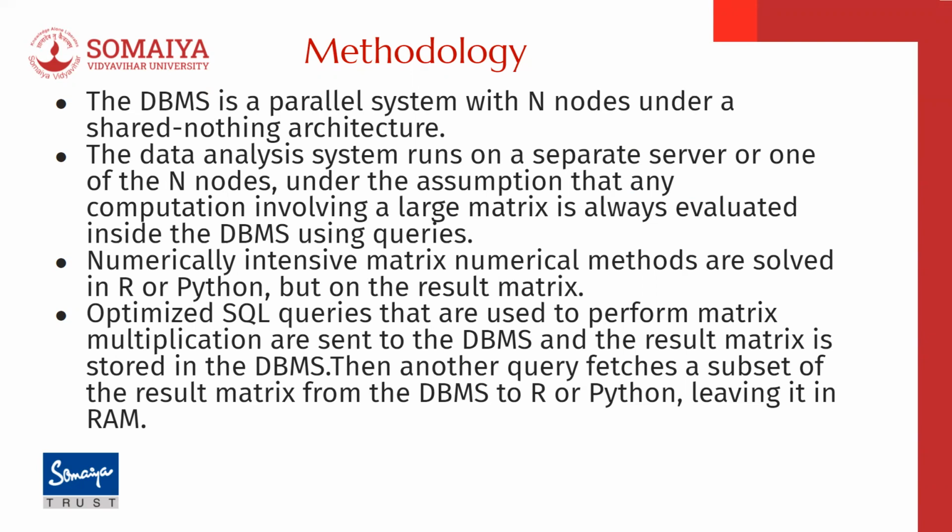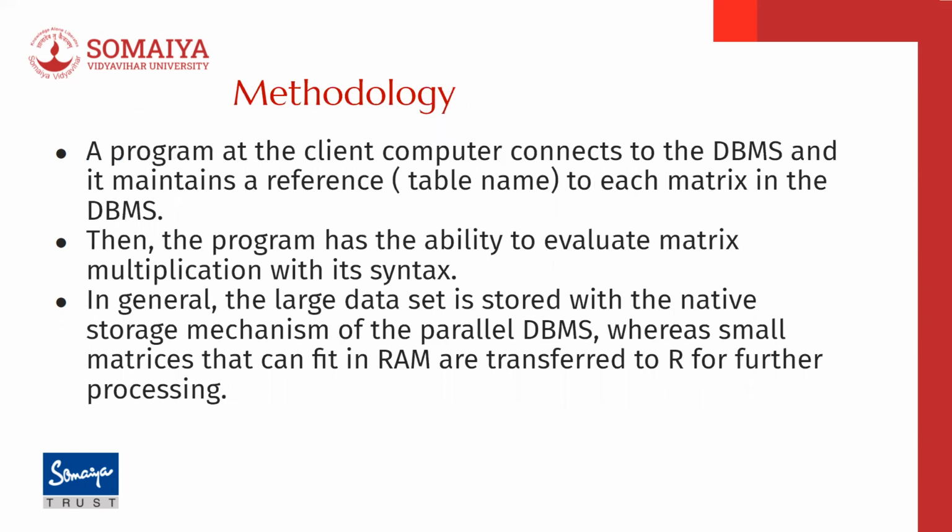Optimized SQL queries that perform matrix multiplication are sent to the DBMS, and the result matrix is stored in the DBMS. Then another query fetches a subset of the result matrix from the DBMS to R or Python, leaving it in RAM. The program at the client computer connects to the DBMS and maintains a reference to each matrix in the DBMS. Then the program can evaluate matrix multiplication with its syntax. In general, the large dataset is stored with the native storage mechanism of the parallel DBMS, and small matrices which can fit into RAM are transferred to R for further processing and analysis.